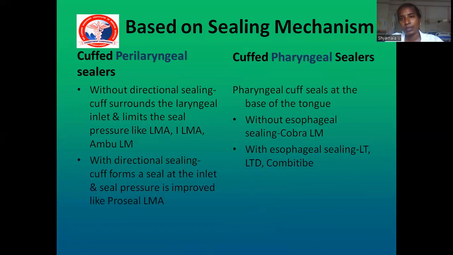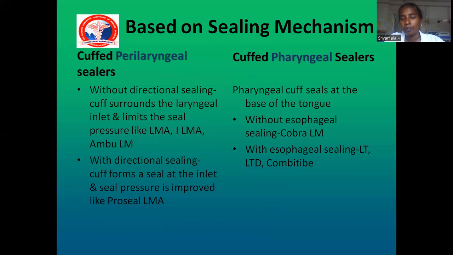So the first classification is based on generation, first generation and second generation, and the next is based on the sealing mechanism: cuffed perilaryngeal sealers and cuffed pharyngeal sealers. In cuffed perilaryngeal sealers, without direct sealing, the cuff surrounds the laryngeal inlet and limits the sealing pressure, like LMA, ILMA and Ambu LMA. It has a direct sealing cuff to the inlet, and the sealing pressure is improved, in the case of ProSeal LMA.